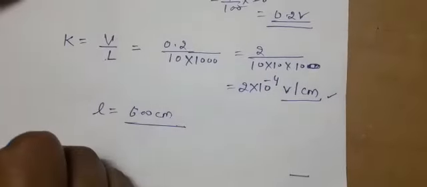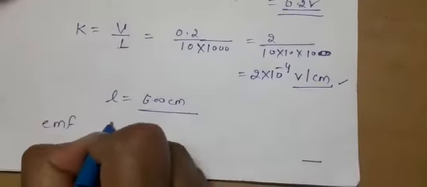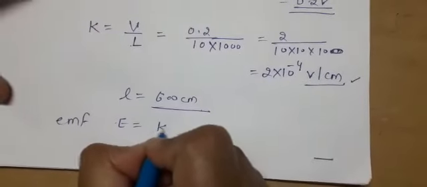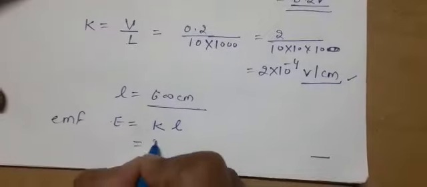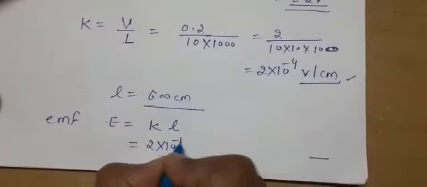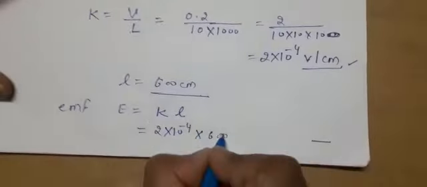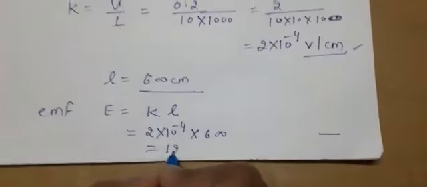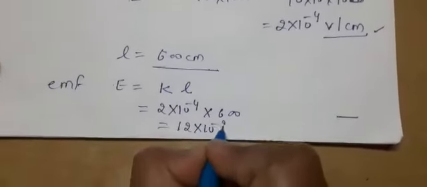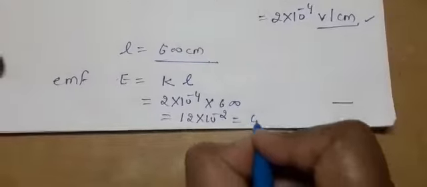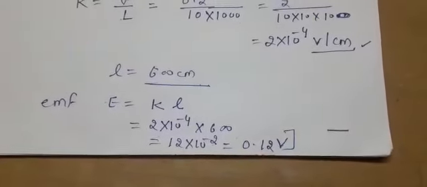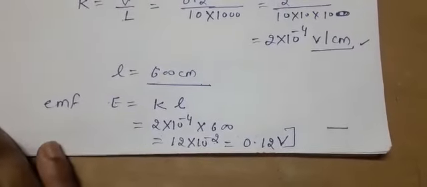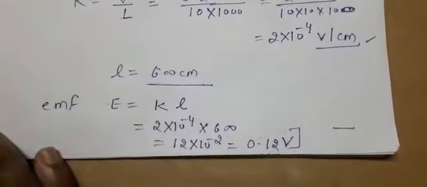Now if we have to calculate the EMF of the cell, let it be E. It will be given by K into the length which has been given to us. So it will be 2 into 10 raised to the power minus 4 into 600. When I solve it, it will come out to be 12 into 10 raised to the power minus 2, or 0.12 volt. So in this way you can calculate the EMF of the cell.